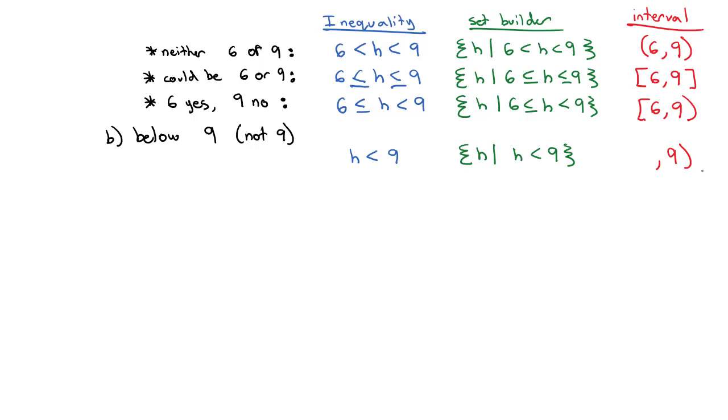But I can be anything below 9, and to show that I can go to anything below 9, we'll use this symbol for negative infinity. And because you can never actually be equal to infinity, it will always get a curved bracket.